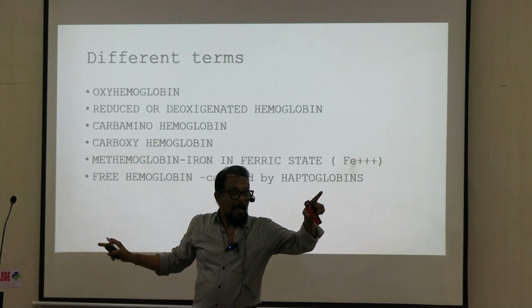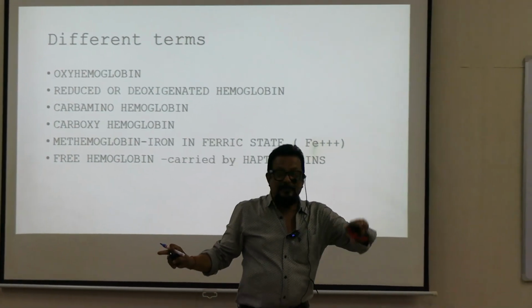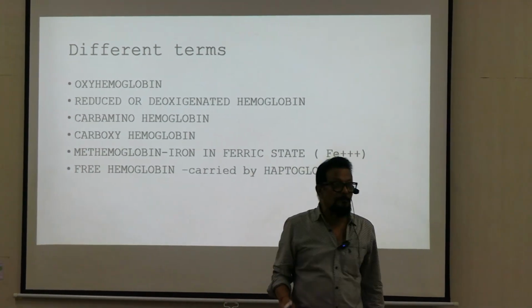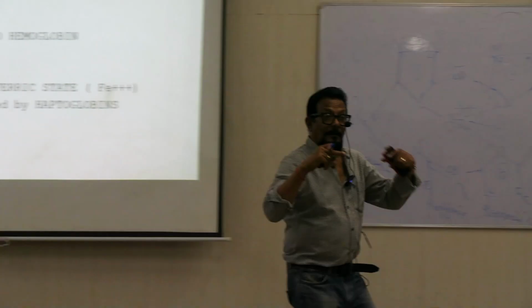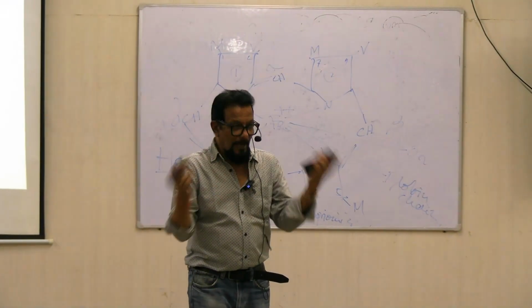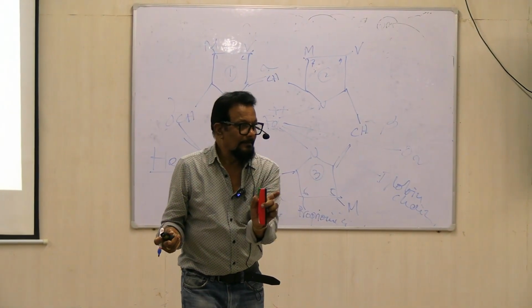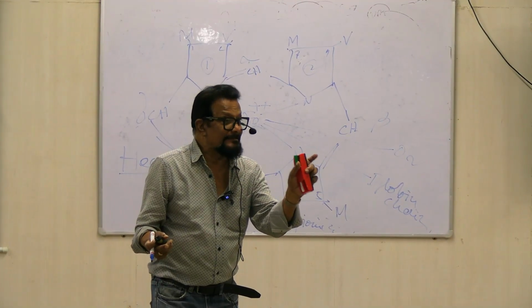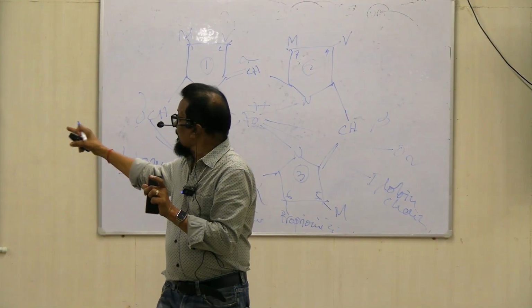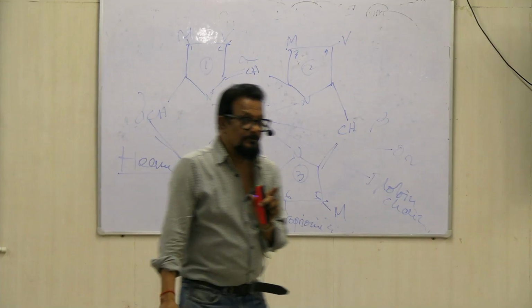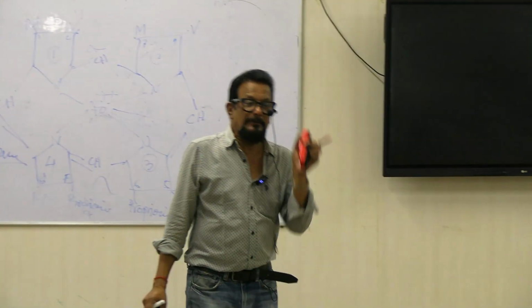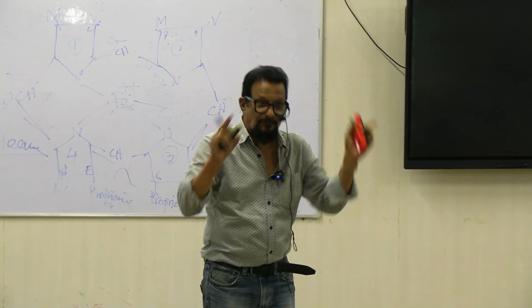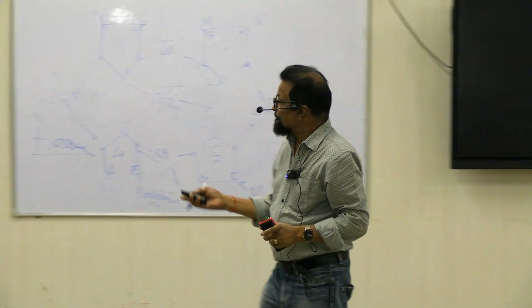Methemoglobin, I already showed, has iron in the ferric form. And then there is free hemoglobin. Remember this: when a cell is hemolyzed, the hemoglobin will come out. Now who will carry this hemoglobin? Haptoglobins. They will take it to the liver or the spleen, where it will be further degraded.